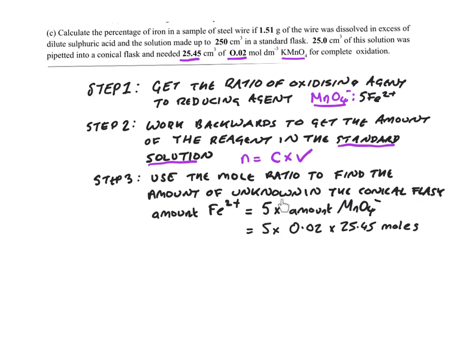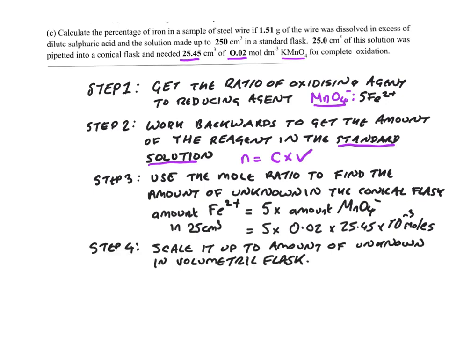So the amount of iron is going to be 5 times the amount of manganate, and using concentration times volume of the manganate, there's our volume, and we need to convert that to decimetres cubed. So we need to times our 25.45 by 10 to the minus 3, don't forget this, to get it into decimetres cubed. So that is the concentration times the volume, which gives us the number of moles of iron that was in our 25 centimetres cubed.